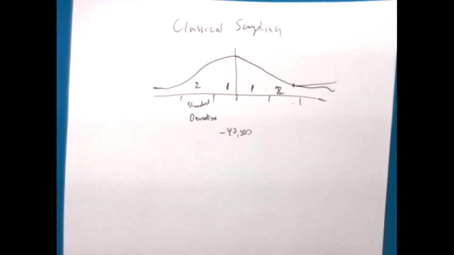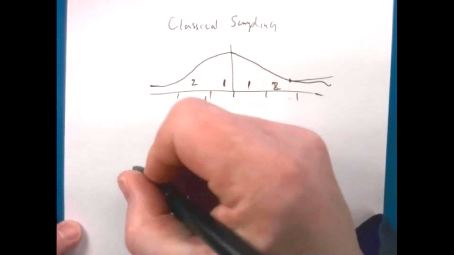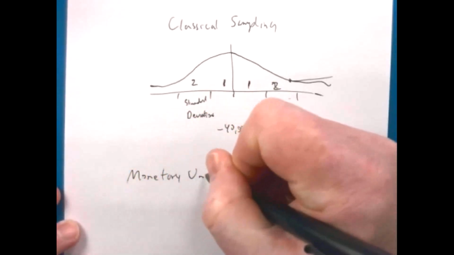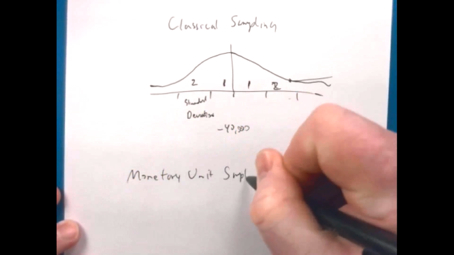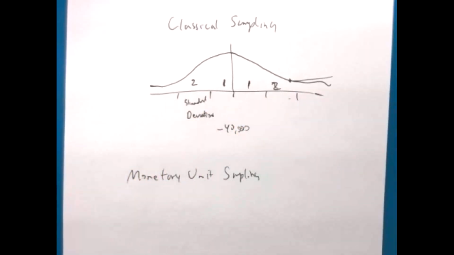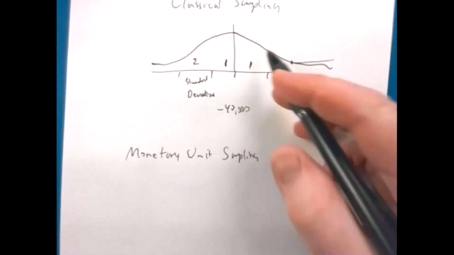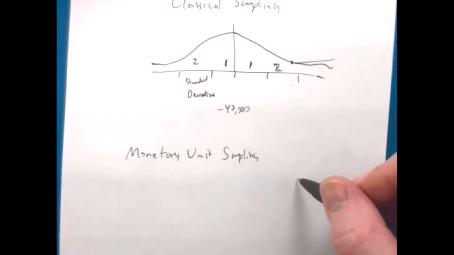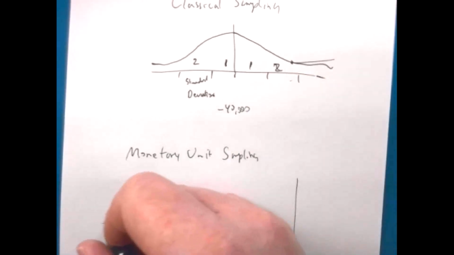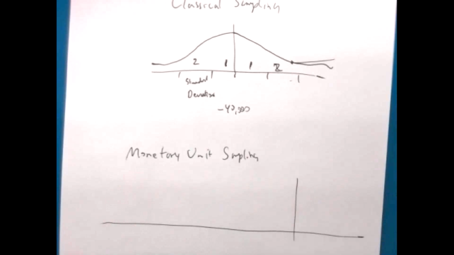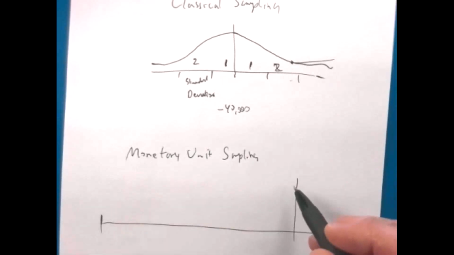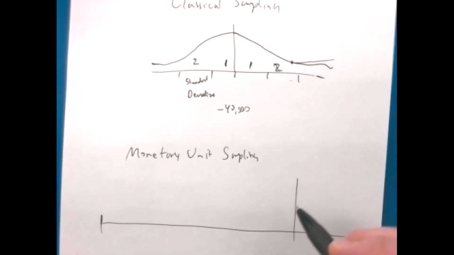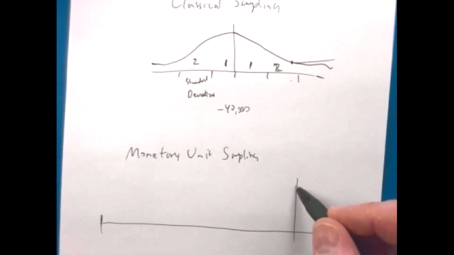The type of sampling we're doing, the monetary unit, is a little bit different. It still has the same idea as up there. But basically, it's what they would call a one-tailed test, because we're not looking for understatements, we're only looking for overstatements. So it's really only going one direction.